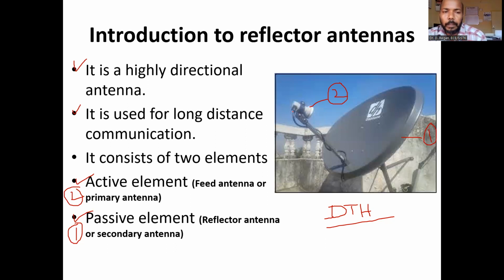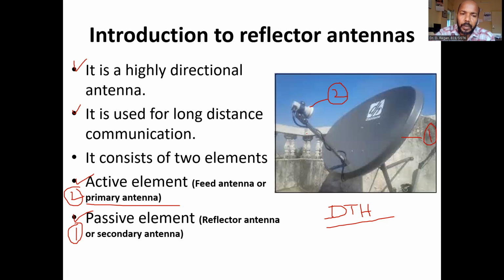Why we call these two the active element and the passive element, we already discussed in the Yagi-Uda antenna array. The active element in an antenna is the one receiving the signal directly. That means the feed is directly given to the antenna, and that is called the active element. It is also named the primary antenna. The second element is said to be passive because it is not receiving the signal directly. It is fed indirectly.